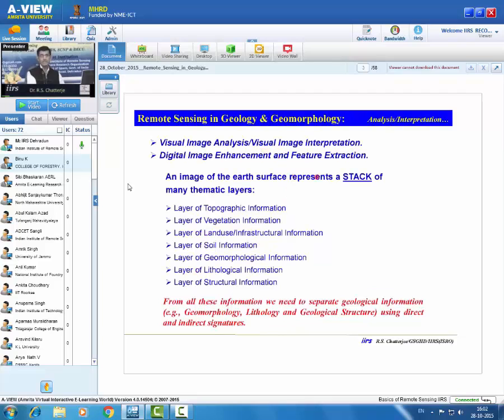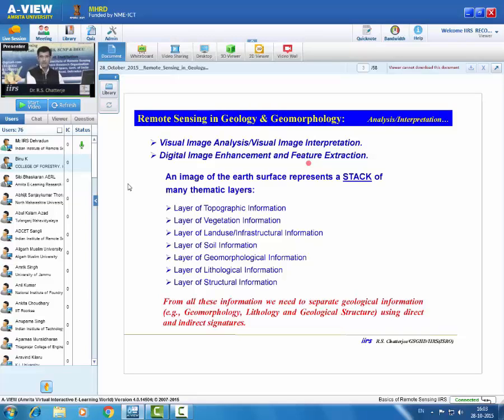And now let us mention the outline of my lecture today. First, we'll discuss visual image interpretation or visual image analysis, followed by digital image enhancement, very briefly, and geological feature extraction. This is for optical images like aerial photographs, multispectral satellite images, and panchromatic images, basically for optical remote sensing. Followed by that, we'll briefly discuss thermal remote sensing for geological applications, and then microwave remote sensing, particularly radar remote sensing for geological applications.